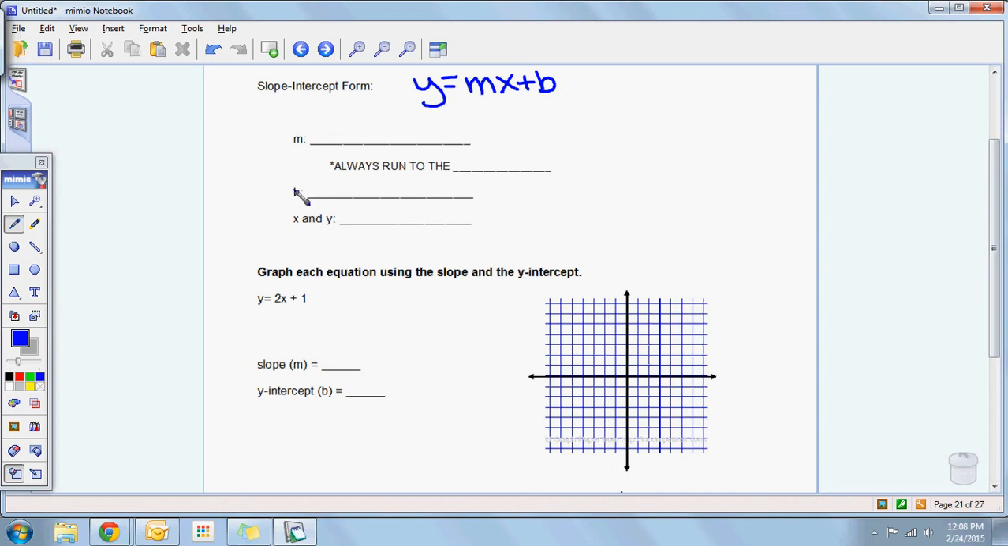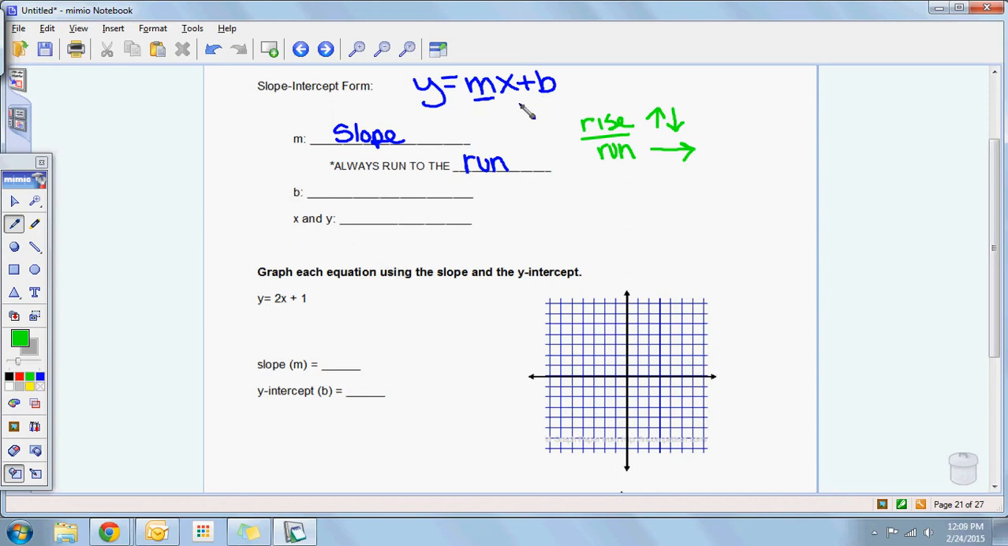Here's what these variables stand for. m, what does that stand for? Slope. So m is going to equal slope. When you graph slope, remember you always run to the right. Slope is always rise over run. Let's write that over here. Rise over run is how you are going to remember slope. You're either going to go up for a positive number, down for a negative number, and you always run to the right. So don't forget that when you're graphing these slopes.